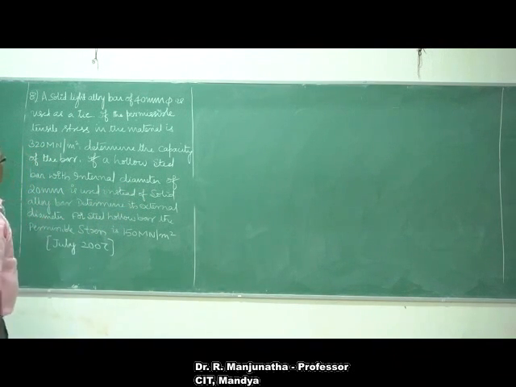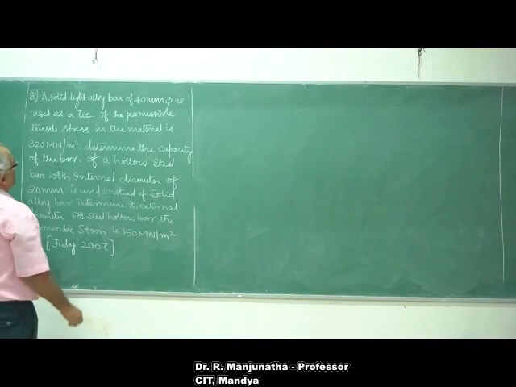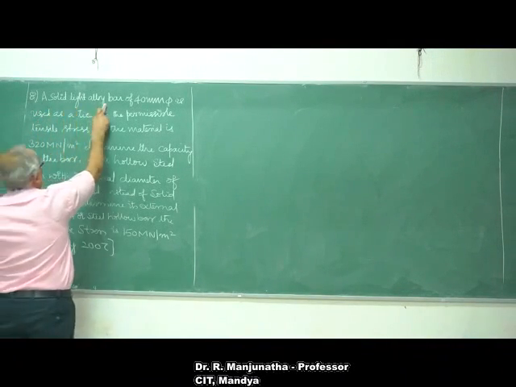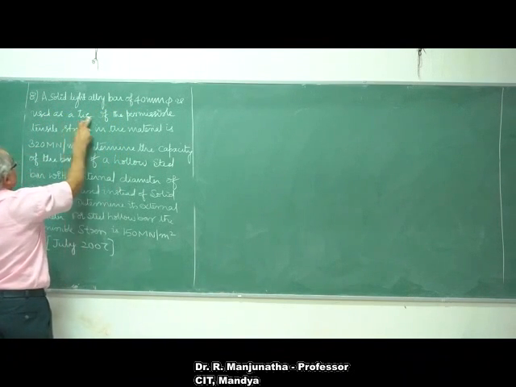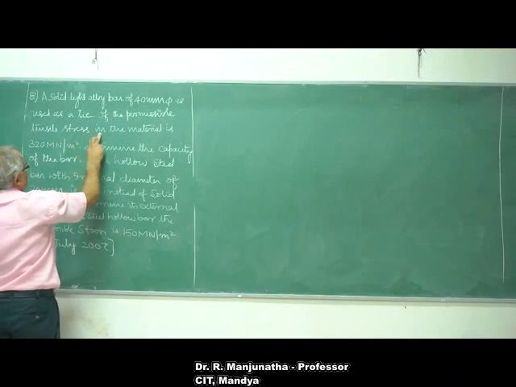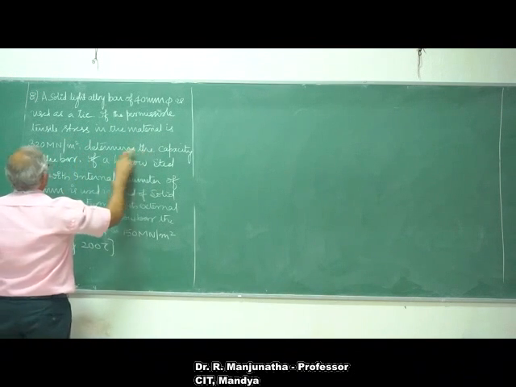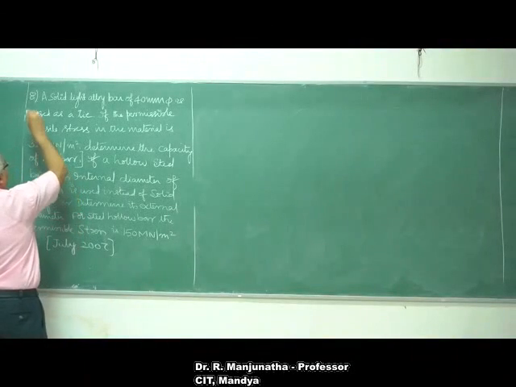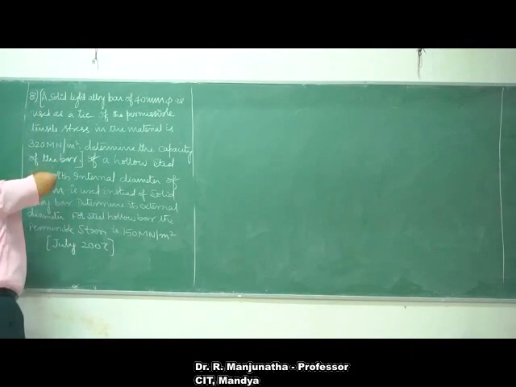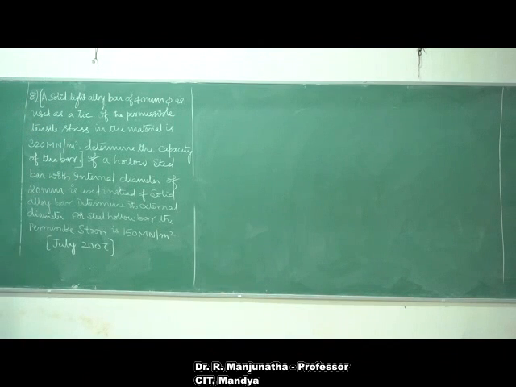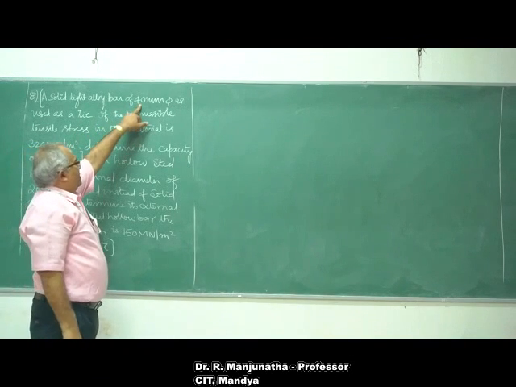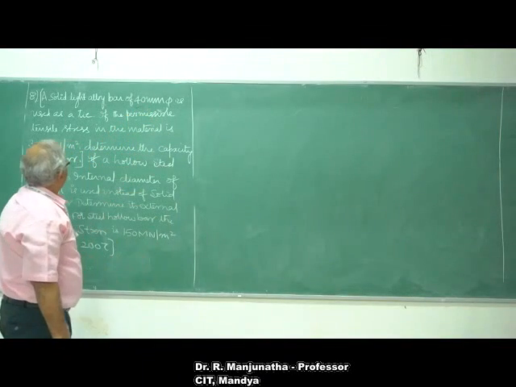So this can be split into two different problems. Here a solid light alloy bar of 40 mm diameter is used as a die. If the permissible tensile stress in the material is 320 meganewton per meter square, determine the capacity of the bar. So this is the one set of the problem wherein we need to find out the load which is coming on the bar for a stress of 320 meganewton per meter square, and wherein you have the diameter of the cross section as 40 mm.